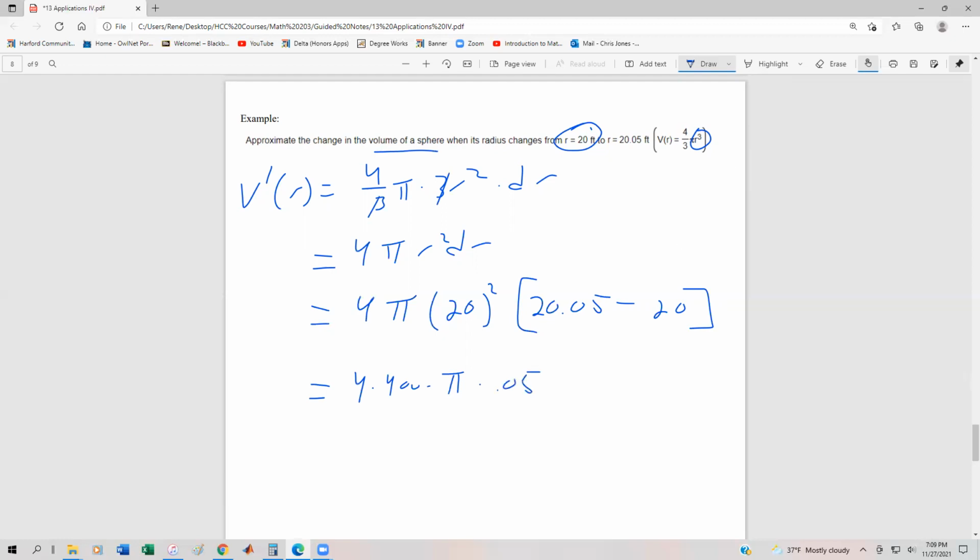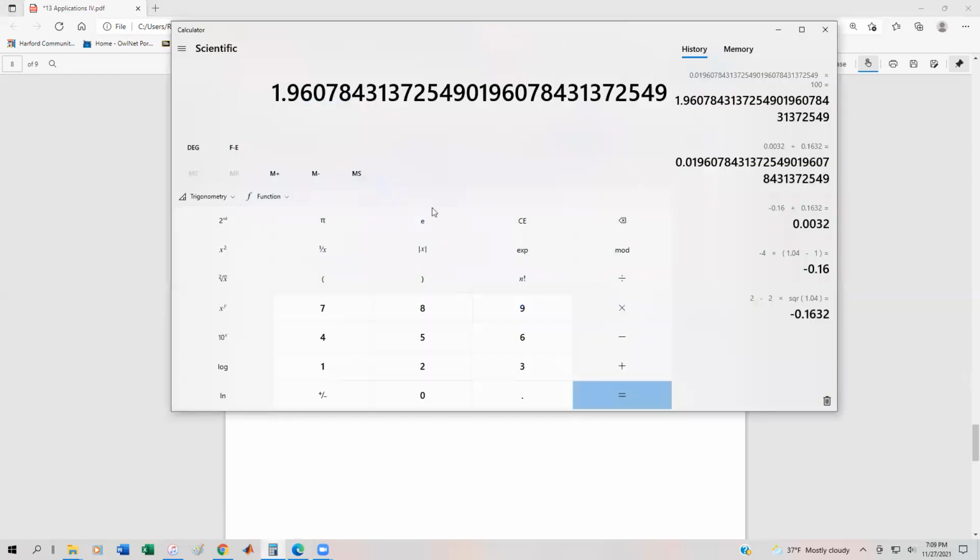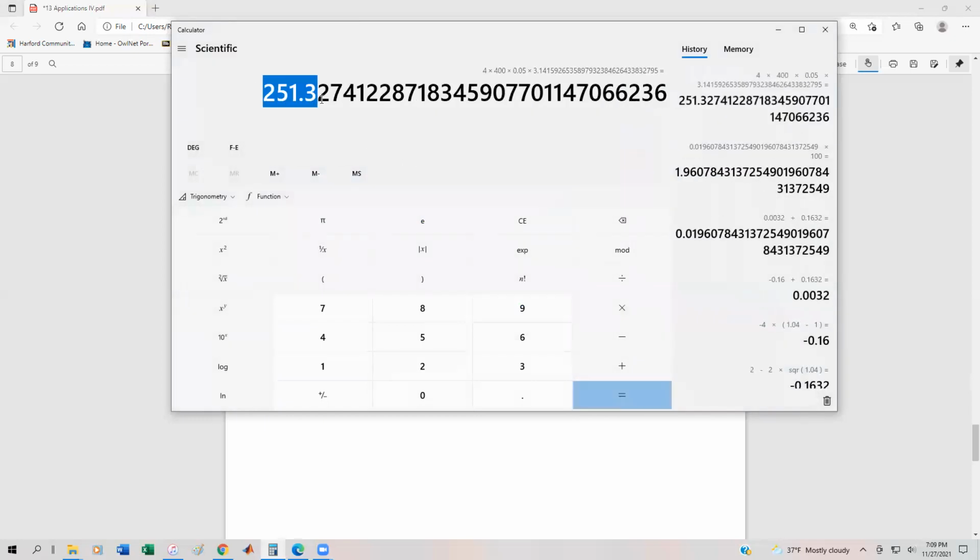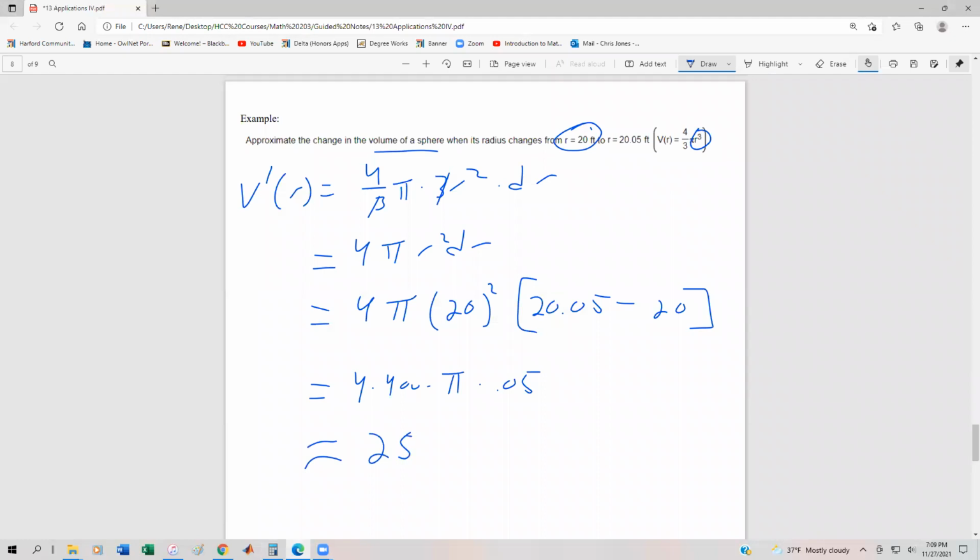We can throw that into a calculator and get an approximation. We have 4 times 400 times 0.05, and then we multiply by pi. We get about 251.327 if we approximate to the thousandths place. So this is 251.327 cubic feet, per whatever the unit of time might be, second, minute, or whatever it might be.